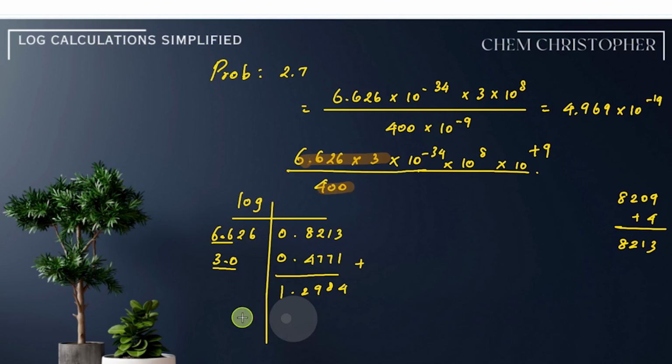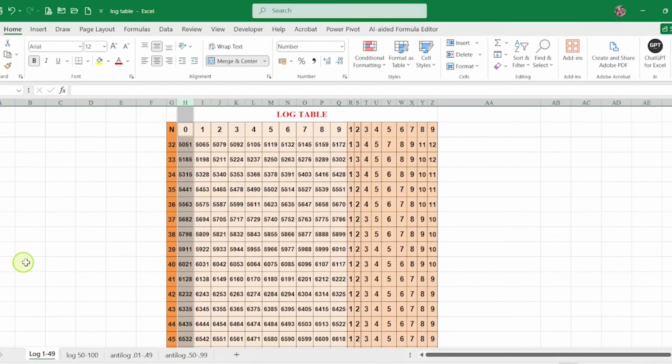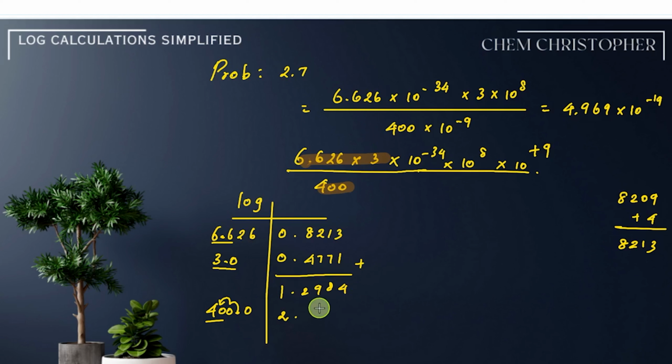What I have to do next? So here I have only one denominator value. 400 I have here. I have the decimal point after these two zeros. So I need to move this decimal point towards the left side, 2 places to the left side. So I'm going to write 2 point here. Now take the first 2 digits, see the value under 0. So 40 under 0. So go to the 40th row and then see the value under 0. So you get 6021. So here I have to write 6021. Now what should I do? I have to subtract it.